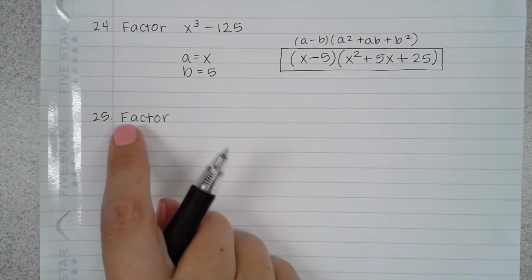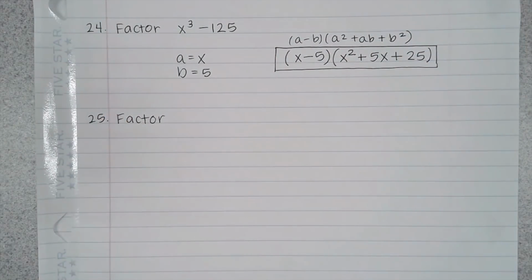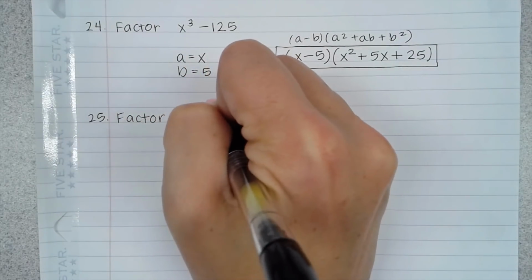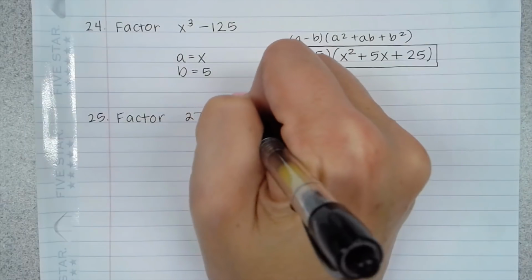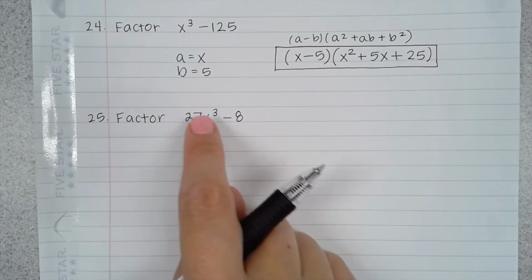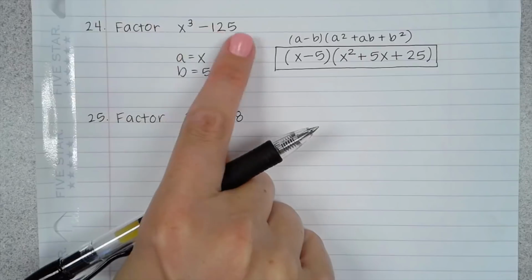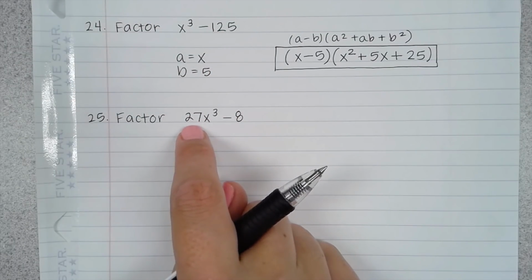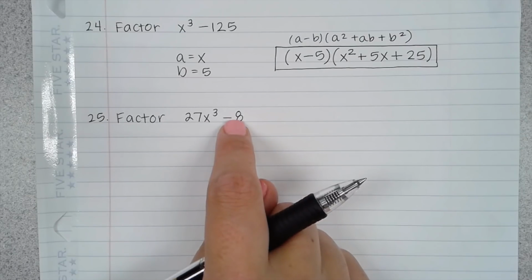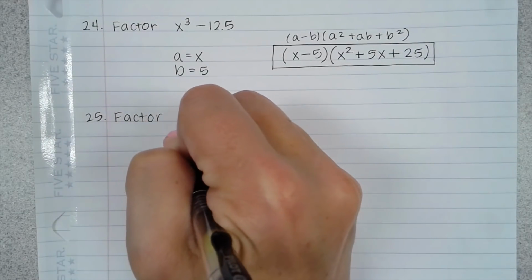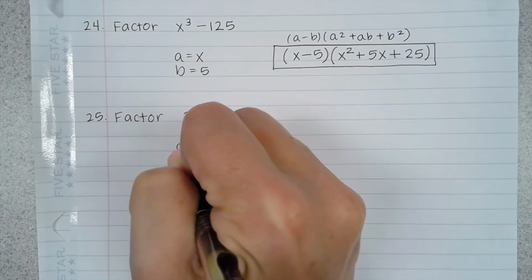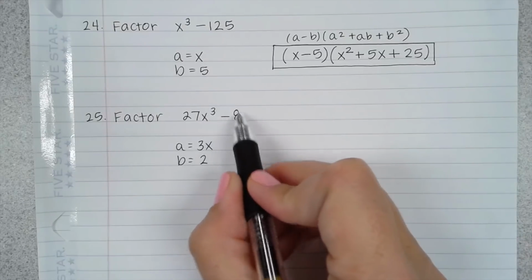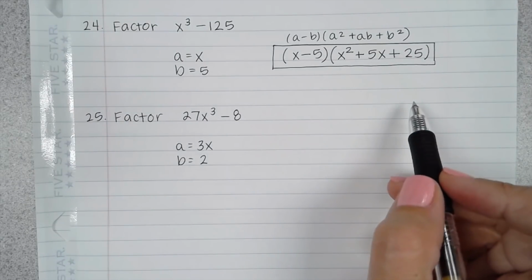For question 25, the directions also say factor. You can see by the way that it's set up, it's 27x to the third minus 8, so it's following that same pattern as the one before. It's not just because it has two pieces, it's because this one has a third power. 3 times 3 times 3 gives you back 27, and 2 times 2 times 2 gives you back 8. So for this one, my a term is going to be 3x, and my b term is going to be the number 2. Remember, when you pick a and b, you don't have to worry about whether it's positive or negative. You'll accommodate for that when you plug it into the formula.